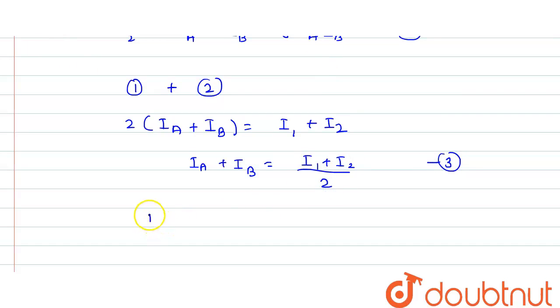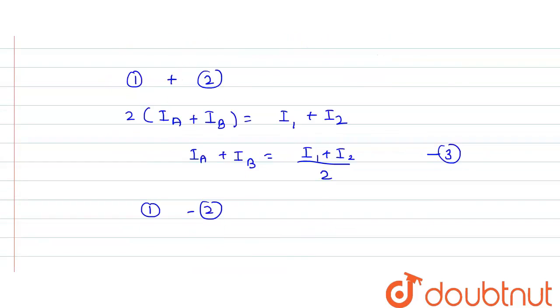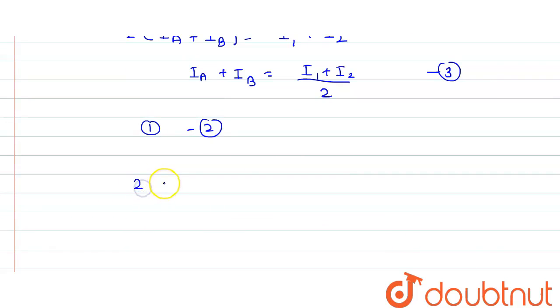Now, if we subtract these two equations, 1 minus 2, IA and IB would cancel, and the minus would then become plus. So it would be 2 times square root of IA IB, equal to I1 minus I2. So we say that 2 times square root of IA IB would be equal to I1 minus I2. Let's call this equation 4.